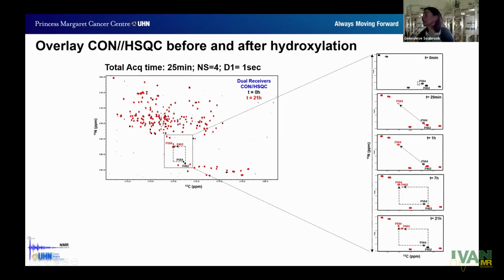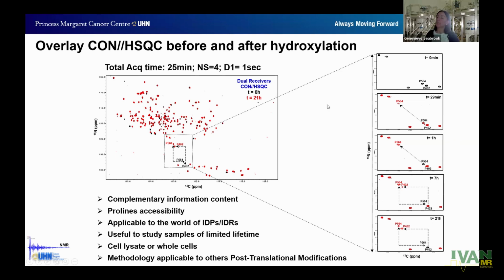And in here, on the right, you have time 0. You have your 2 prolines. 30 minutes later, P564 shifts already, starts shifting. After 1 hour, P564 is completely hydroxylated. It's gone. And then it takes another 6 hours to start seeing the proline 402 get hydroxylated. And it takes a lot longer for that proline to get fully hydroxylated.